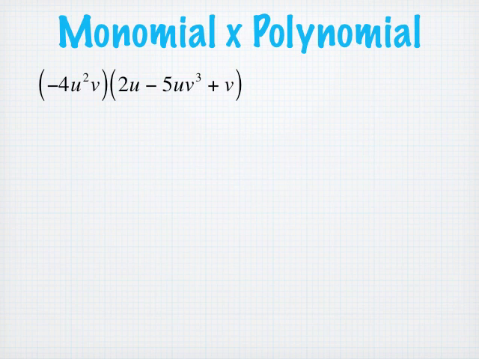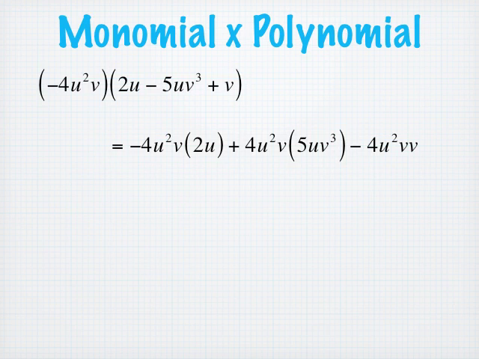So I'll have negative 4u squared v times 2u, negative 4u squared v times negative 5uv cubed. Negative times negative will give me positive, and then I'll have the 4u squared v times the 5uv cubed. Negative 4u squared v times v. So I'm just taking that monomial at the beginning and distributing it all the way through. Now I'll have negative 4 times 2.